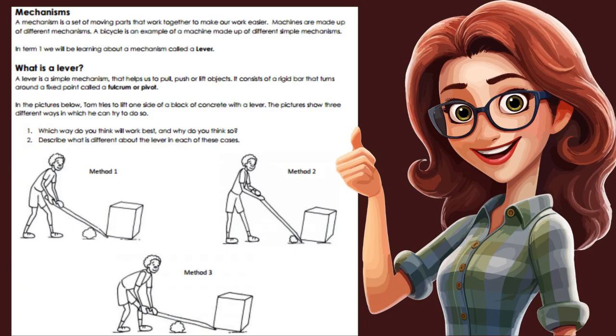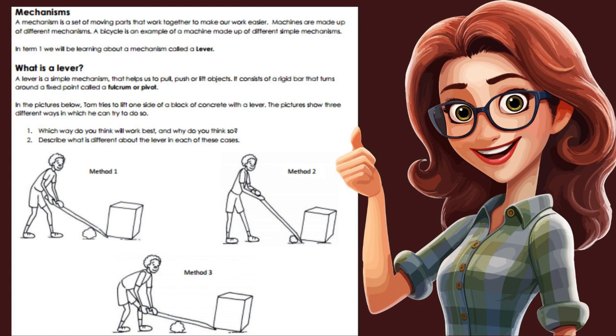Mechanisms. A mechanism is a set of moving parts that work together to make our work easier. Machines are made up of different mechanisms. A bicycle is an example of a machine made up of different simple mechanisms. In Term 1, we will be learning about a mechanism called a lever.